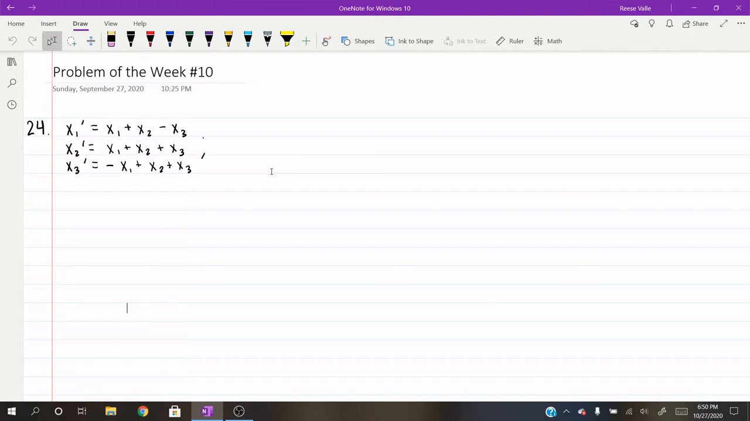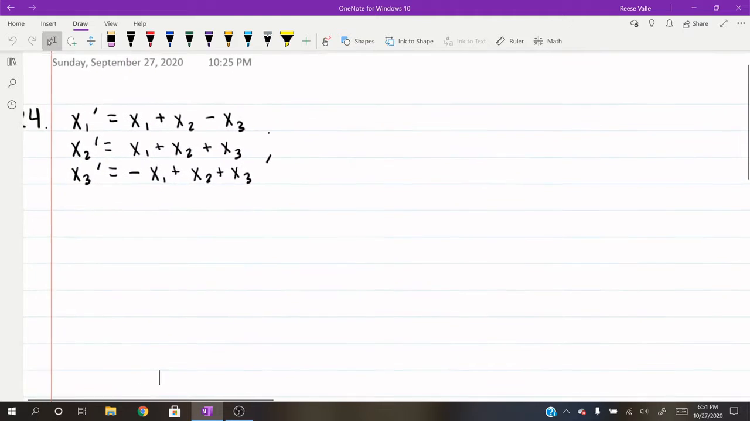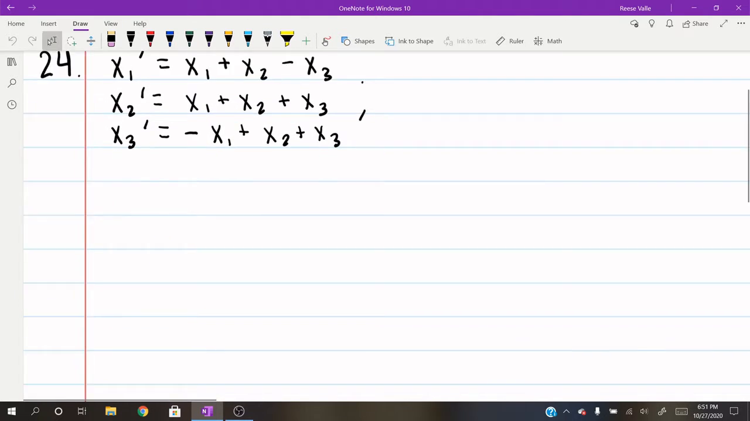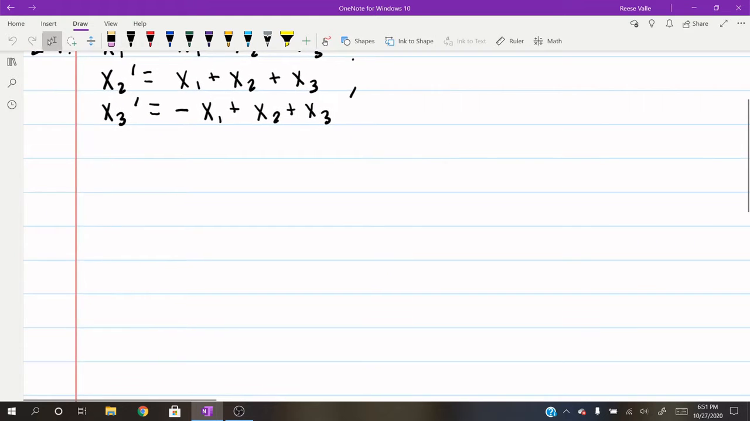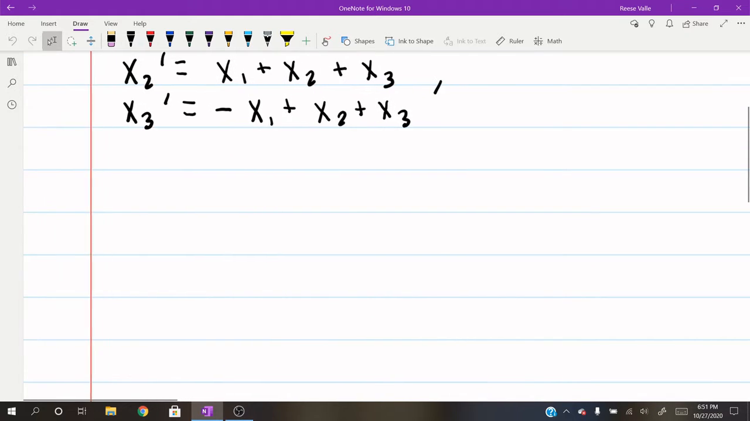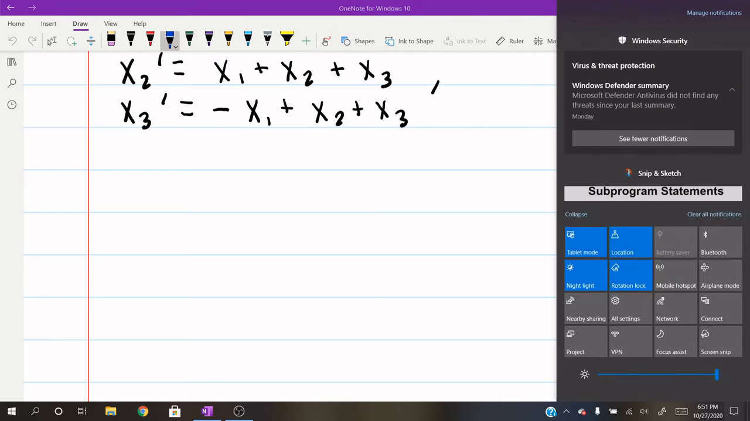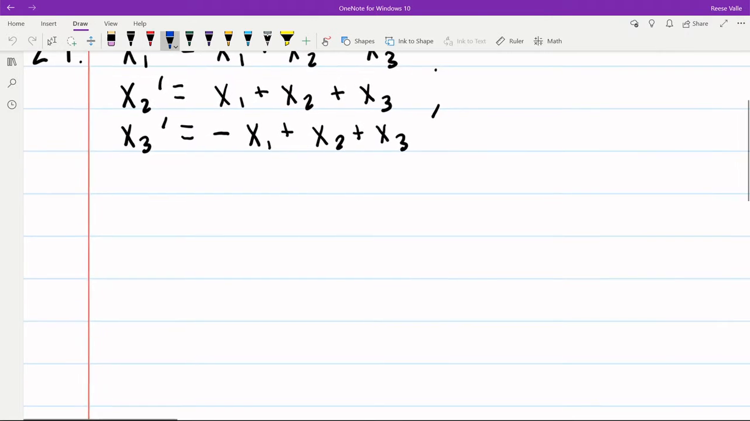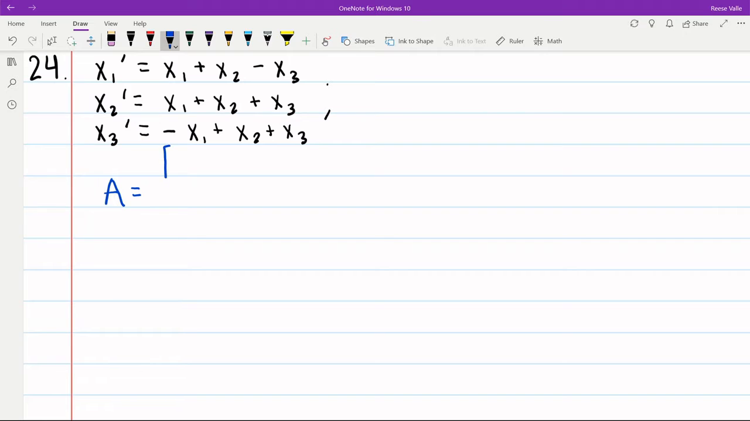The derivative of x1 equals x1 plus x2 minus x3. The derivative of x2 is x1 plus x2 plus x3. The derivative of x3 equals negative x1 plus x2 plus x3. And so you want to begin with making this into a matrix. I feel like it's a little obvious. So the matrix A is just 1, 1, negative 1, 1, 1, 1, negative 1, 1, and 1.